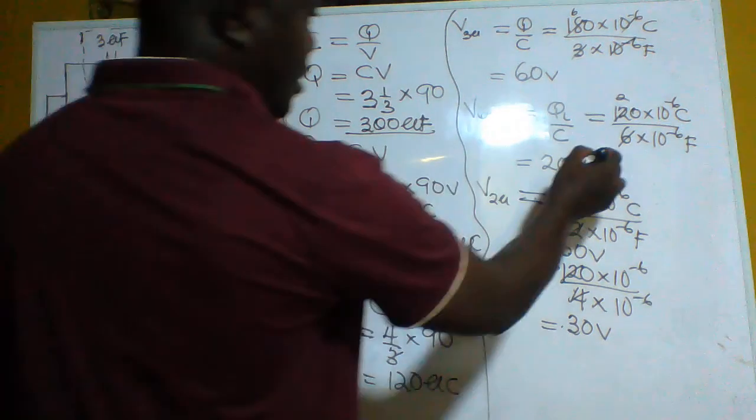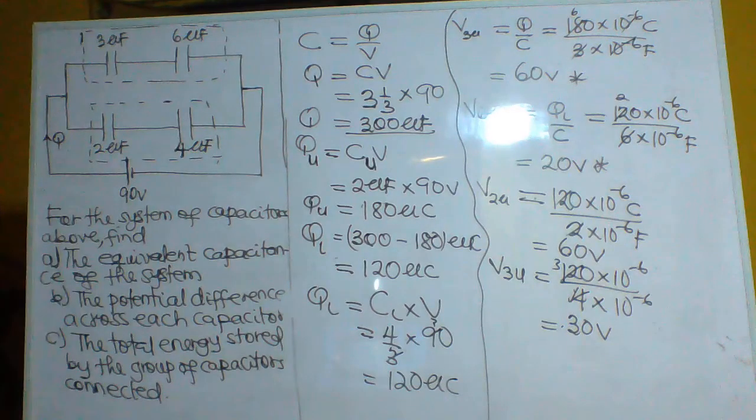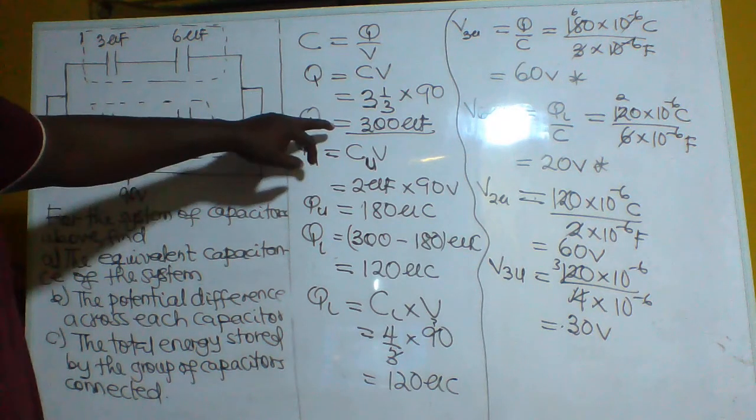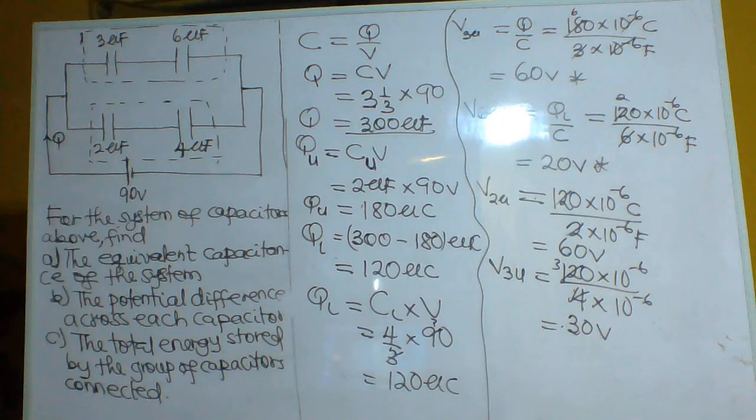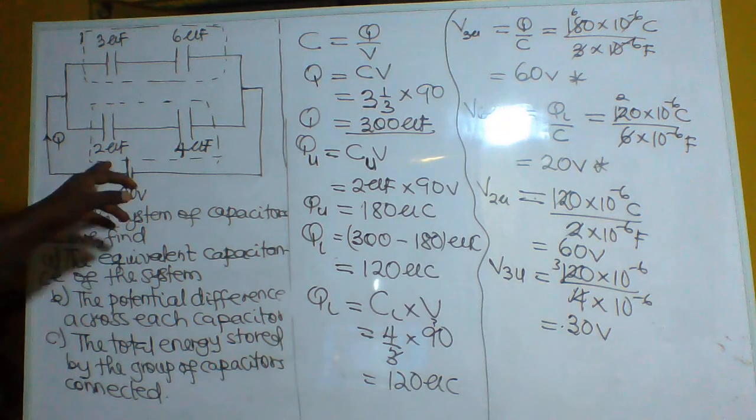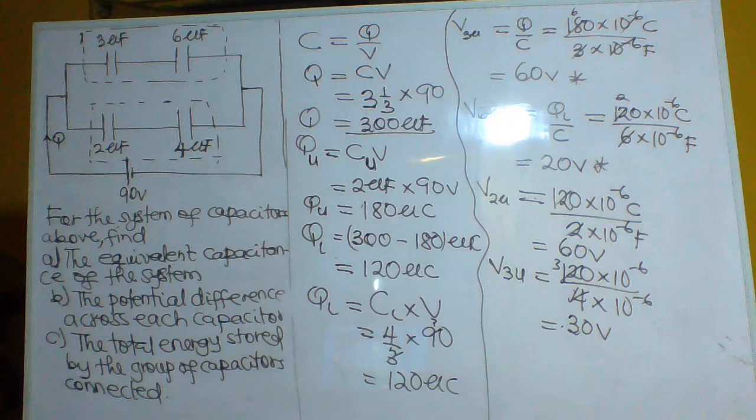But let's probe to find out why this is what it is, 60 and then 20. Something is not going on well, so let's probe. So this is 3 by 6 on 9. Okay, so 3 by 6 on 9 is 2, so 18 on 9, 2. This is 2 by 4 on 6, 8 on 6 giving us 4 on 3, one whole number, 1 on 3. So the total capacitance, 3 whole number, 1 on 3.